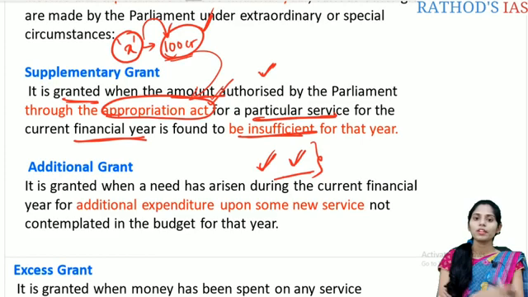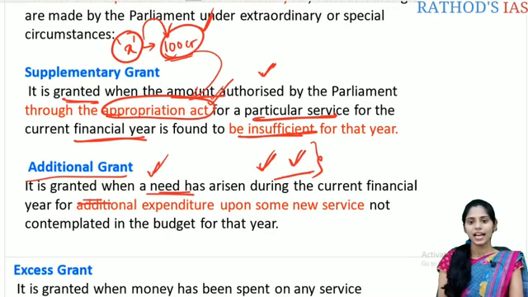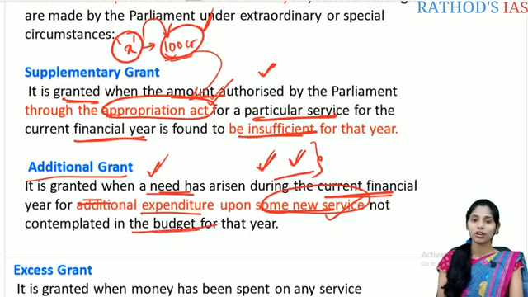Whenever this appropriation bill is passed in the Parliament and the fund is released from the Consolidated Fund of India, then the funds for new schemes which are not present in the budget are called additional grants. I hope it is clear now. Under this additional grant, it is granted when a need arises during the current financial year mainly for additional expenditure upon some new service or new schemes which are not present in the budget of that year.